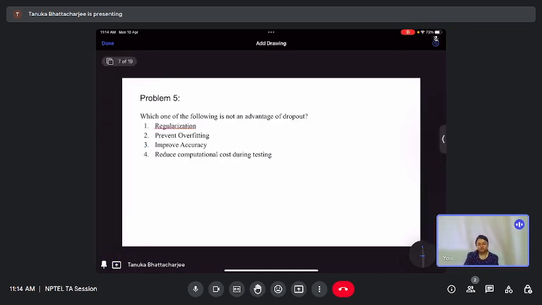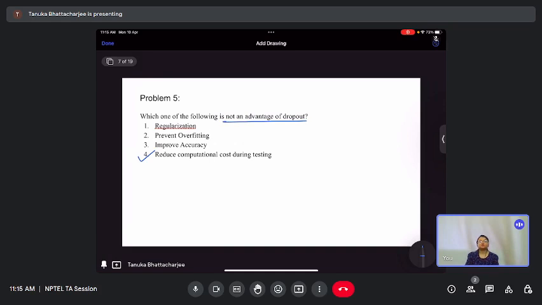Moving on, the next question is, which one of the following is not an advantage of dropout? Options are regularization, prevent overfitting, improve accuracy, reduce computational cost during testing. We have to say which one among these four options is not an advantage of dropout. The correct answer will be reduce computational cost during testing.